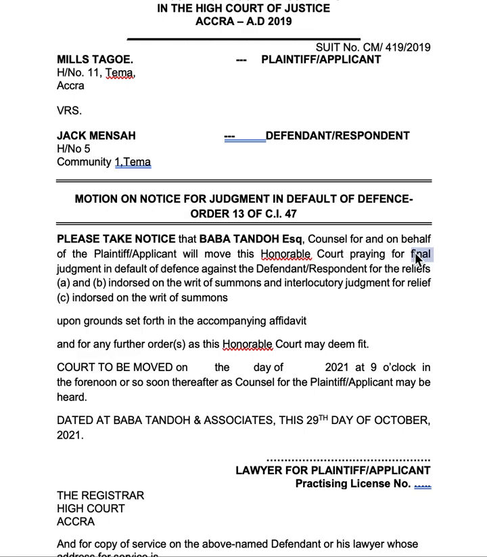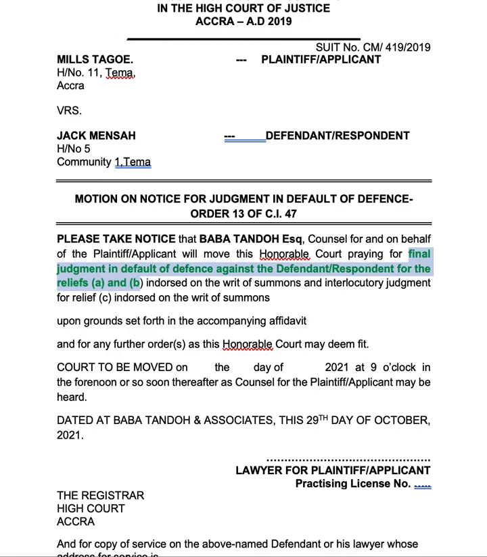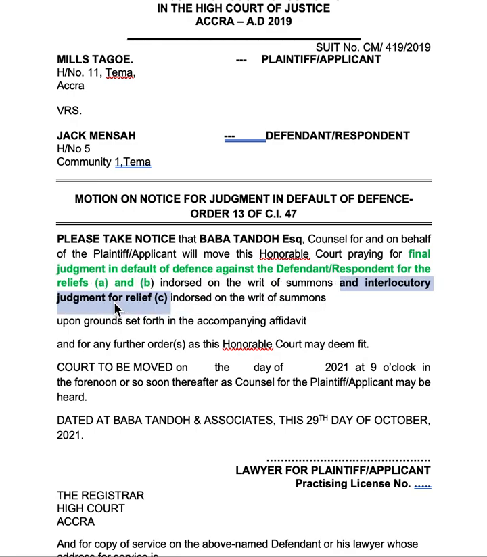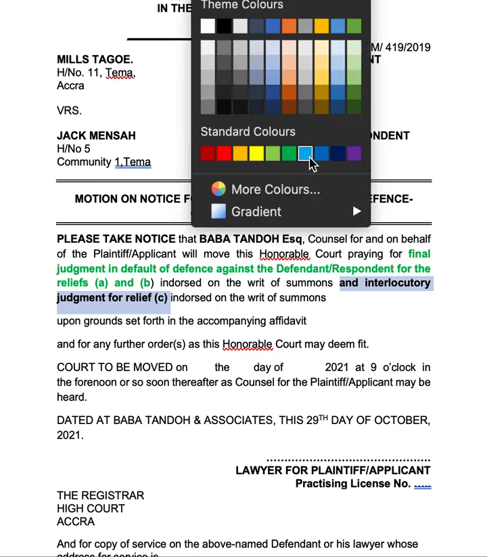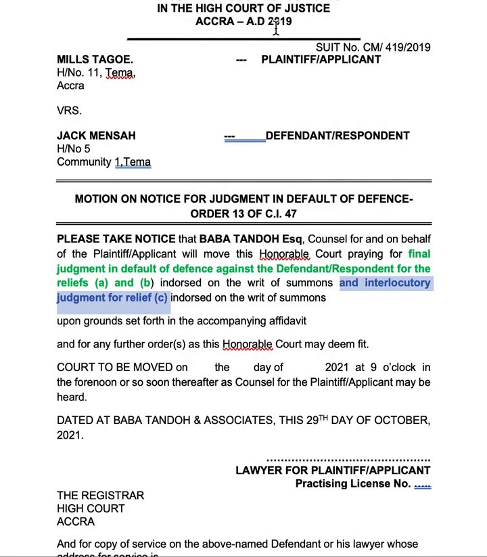Okay, so this one, let me maintain it. So praying for final judgment in default of defense against the defendant respondents for reliefs A and B endorsed on the writ of summons, and interlocutory judgment for relief C endorsed on the writ of summons. This will let you know that because it's asking for final judgment for reliefs A and B, these will be liquidated claims. And then the interlocutory judgment is going to be an unliquidated claim, that's relief C. So right from the onset, you can tell why some particular reliefs are being sought.